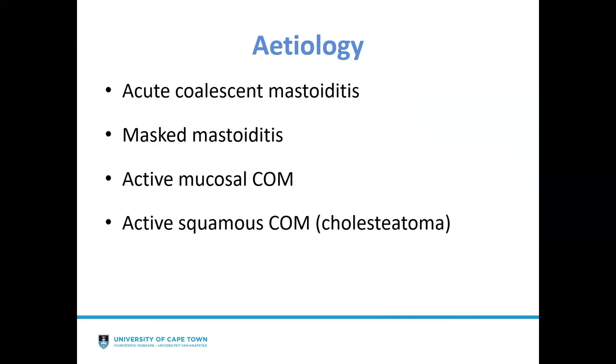If we look at the etiology of lateral sinus thrombosis, basically it can either result from acute coalescent mastoiditis, usually seen in the pediatric population, or it can arise from chronic mastoiditis, or from chronic otitis media with active mucosal disease or active squamous disease. So you find that the etiology has actually changed in the past years from an acute picture, because of widespread use of antibiotics, to now being more secondary to chronic infections.